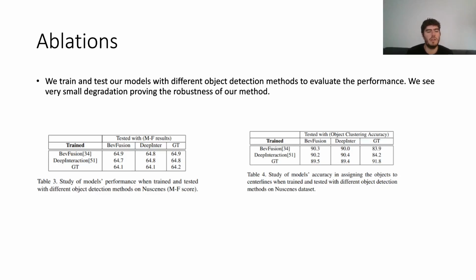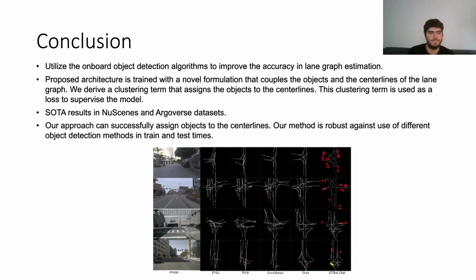Here we show ablations. Essentially, we want to test the robustness of our method when trained with one object detection method and tested with another. In table 3, you can see that the results are very similar, which proves that our method is robust. In table 4, you can see the performance of our method in clustering the objects around the center lines. And again, you can see that there is very high accuracy even when it's trained and tested with different methods.